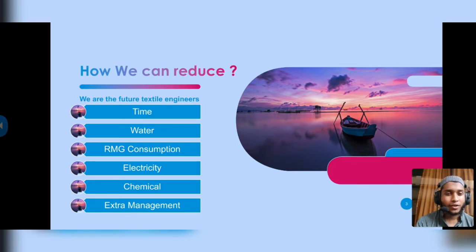Then chemicals, we are using huge quantity of chemicals in textile factories for dyeing, for treatment, for printing, etc. So in this case, we can use those kind of chemicals which we need: less chemical, more quality, and more production. In this, we have to believe in this theory.